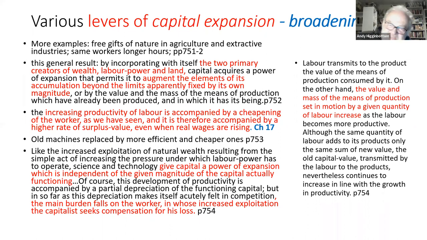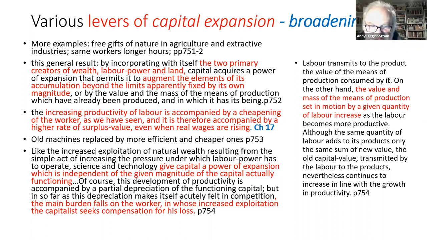He says what he's trying to get at is that a functioning capital can draw on even more resources, because of its control and ownership of the means of production, than its own money capital. And he emphasizes this is not only labor power, but also nature or land, if you like. I mean, it can incorporate into itself the natural fertility of nature. And Marx is quite clear about this. So he says the increasing productivity of labor is accompanied by a cheapening of the worker, as we have seen, and it is therefore accompanied by a higher rate of surplus value, even when real wages are rising.